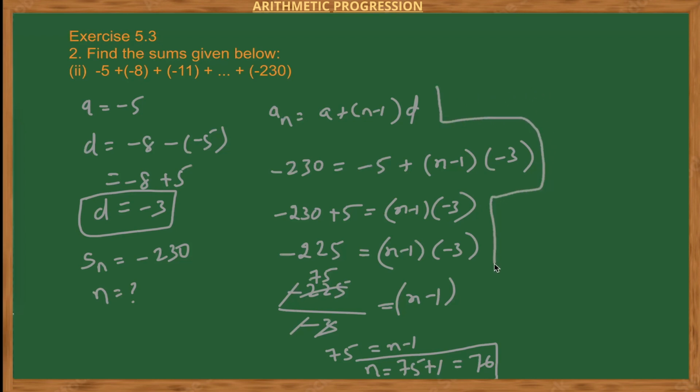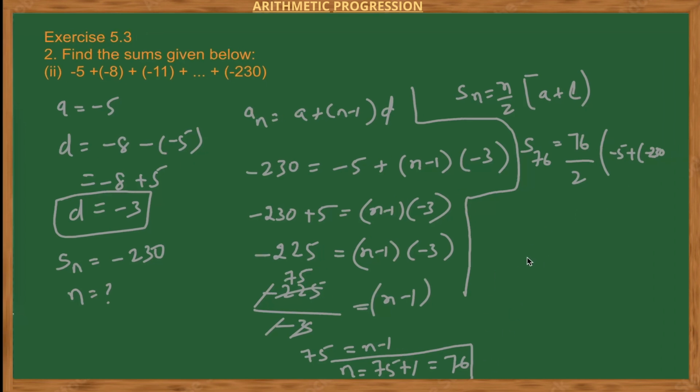Now let's try to solve it with the formula for the sum when the last value is given. So Sn is equal to n by 2 into (a plus L). Here n is 76, divided by 2, into a, where a is minus 5, and what is the value of L? L is also minus 230.